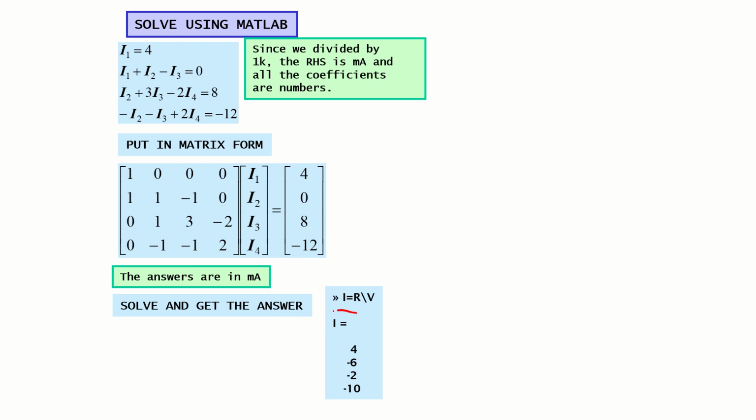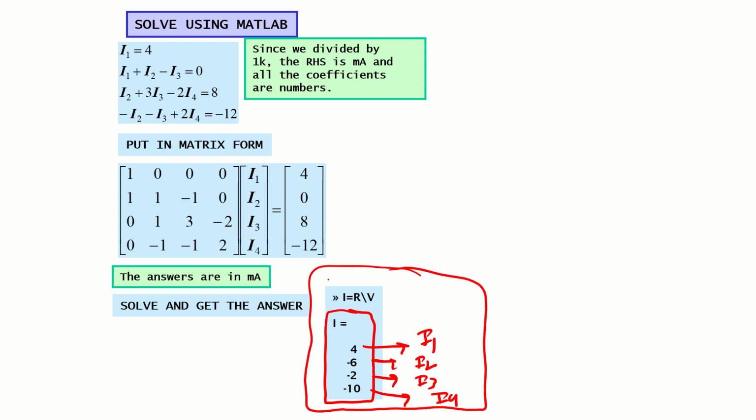If you do that, these are the values of the currents that we can find. So this value is basically I1, this value is I2, this value is I3, and this value is I4. All are in milliamperes. So this way we can find all the loop currents for this circuit. We have 3 equations, 3 unknowns. You can also use substitution, or your preferred technique to solve these equations.